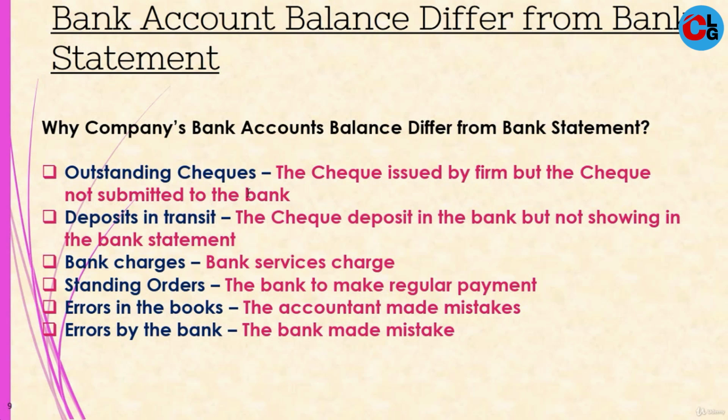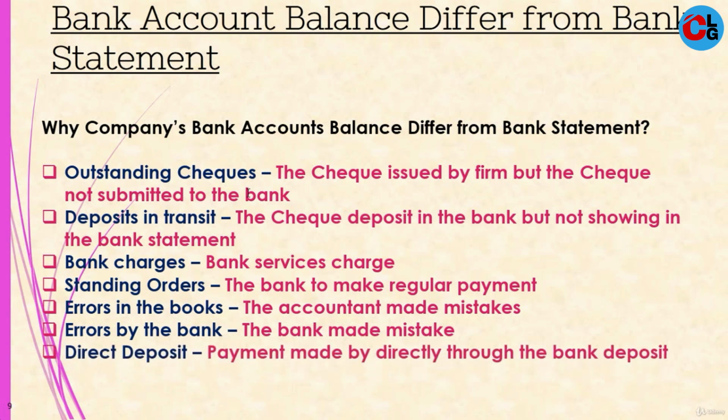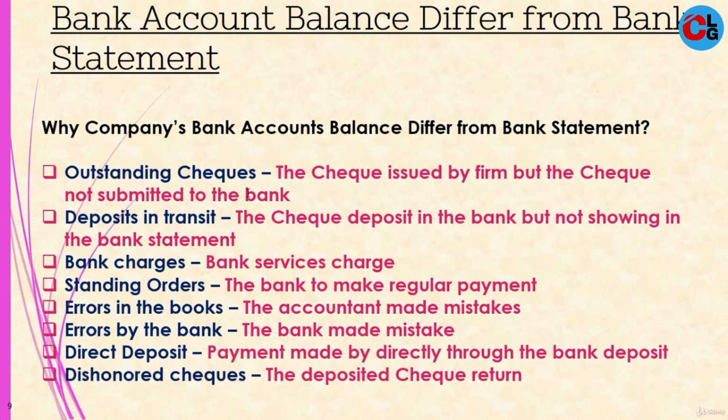Direct deposit, that is payment made directly through the bank deposits. The last one is dishonored check. Dishonored check means we deposit the check but the check is returned. Sometimes the check doesn't have money, so the deposited check is returned. At that time it only shows in the bank statement, not in our company's bank account. At that time also the company's bank account balance differs from the bank statement, right?